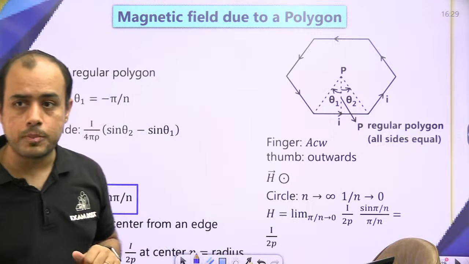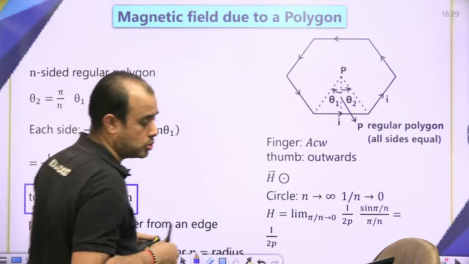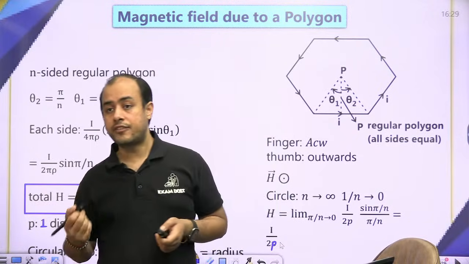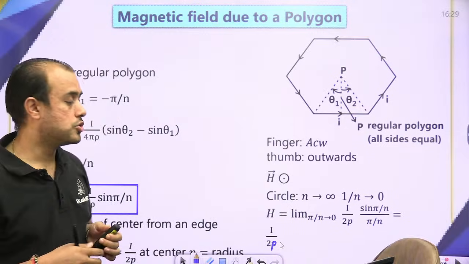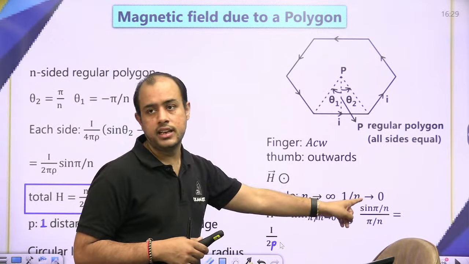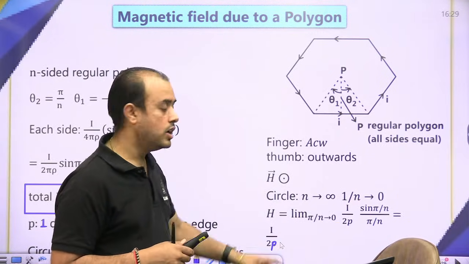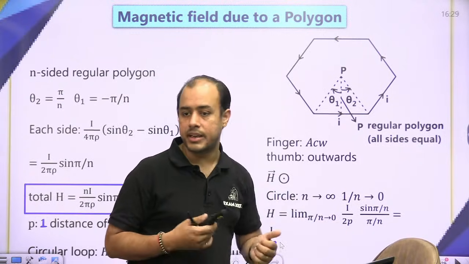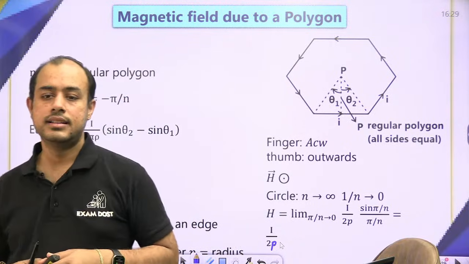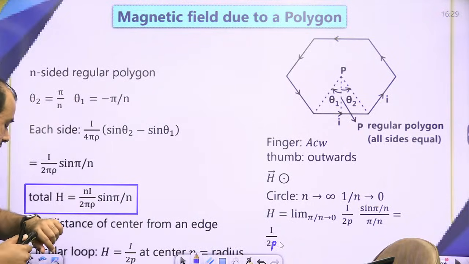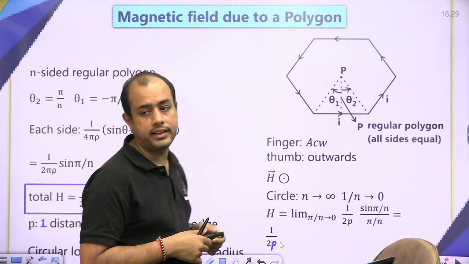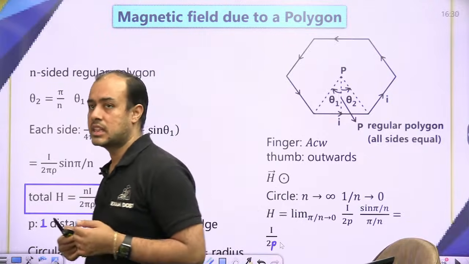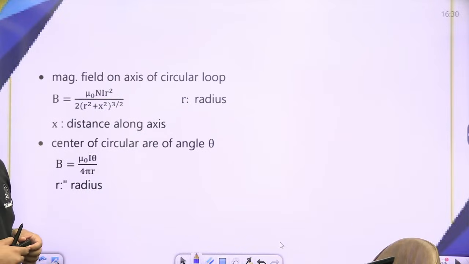For a circular loop, it becomes I by 2 rho. You can say a circular loop is a polygon having an infinite number of sides. So as n tends to infinity, 1 by n will tend to 0, or pi by n will tend to 0. So the limit of sin theta by theta will become 1. Understood? You can say a circle is also a polygon, but how many sides does it have? Infinite sides, which means 1 by n tends to 0.